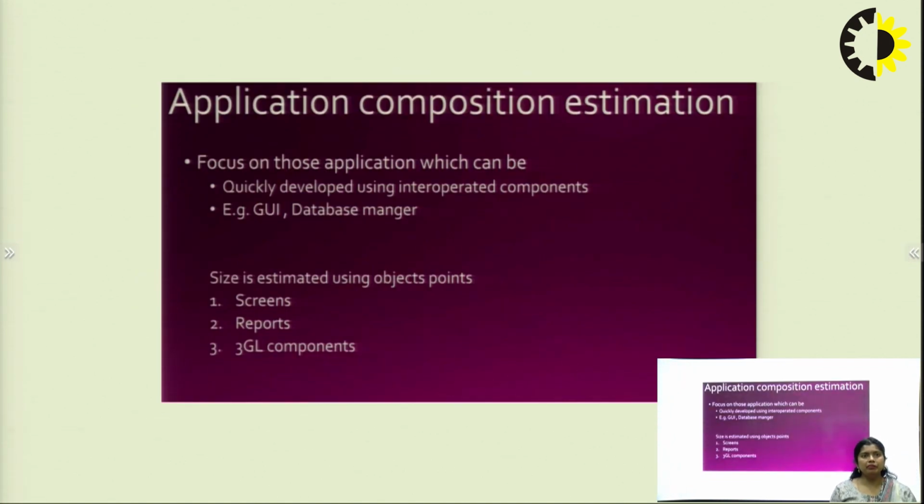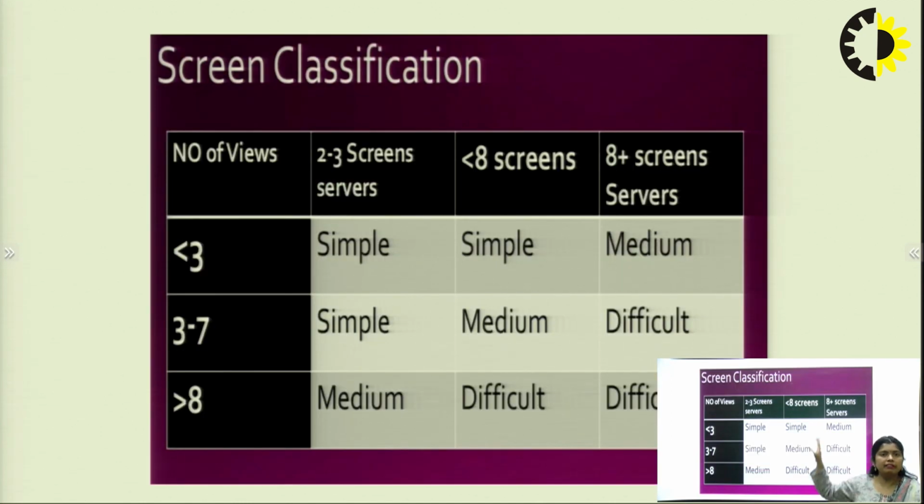Application composition estimation is used when we use quickly developed components, a database manager, or some prototype structure. The application composition estimation model is counted by object points, and the object points are calculated with three parameters: screens, reports and 3GL components. This is the simple table. Suppose you are going to make a project with a screen classification.